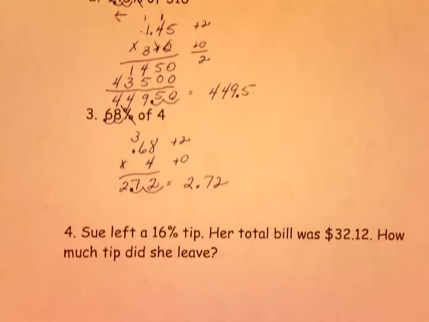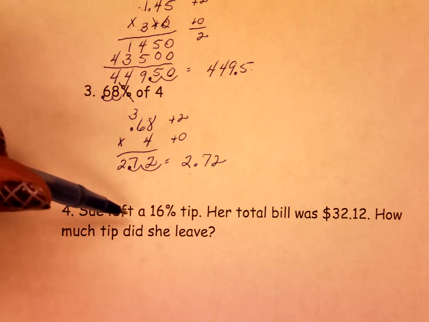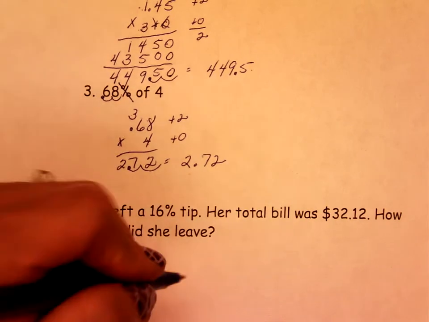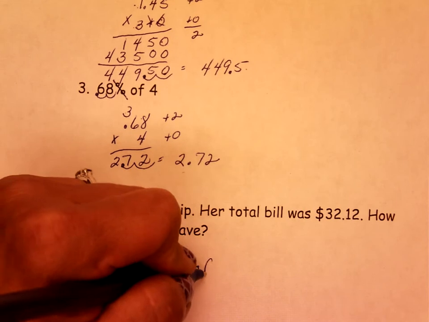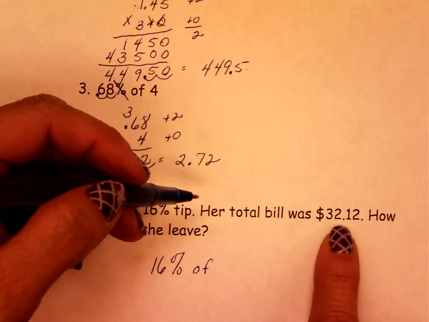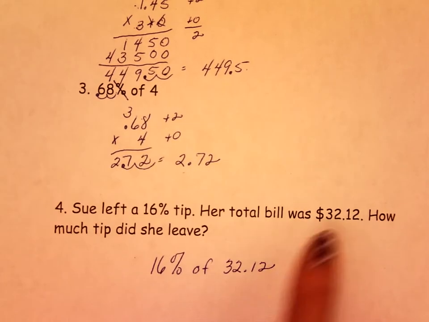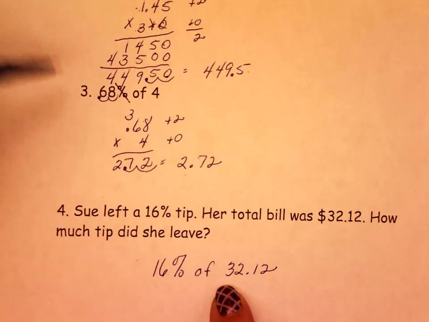All right, percent of a number is also what we use every day. Anytime you go out to dinner and you leave a tip, or if you go shopping for clothes and it says it's 20% off, then you're using percent of a number. So here's this problem. Sue left a 16% tip. So you write 16% of, and of is kind of like your denominator. What is her total bill, which is $32.12.